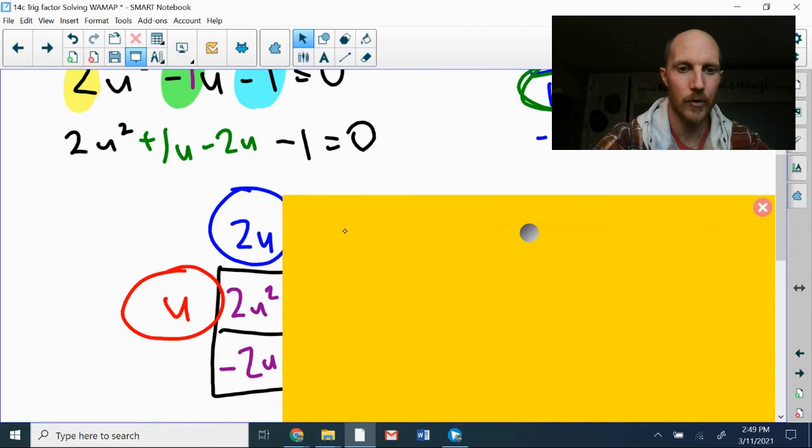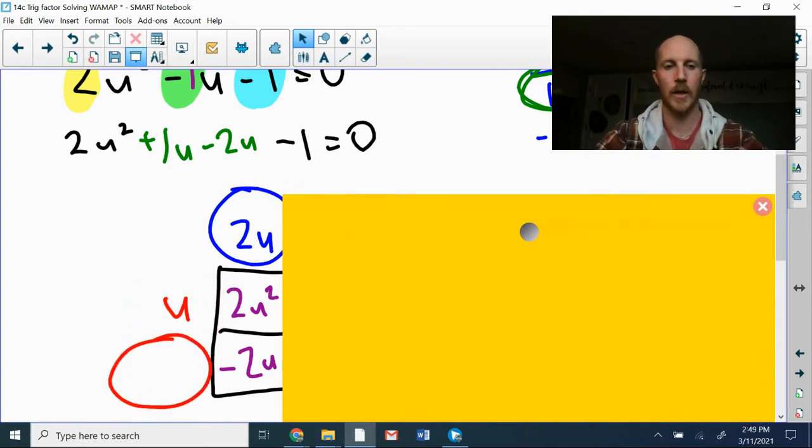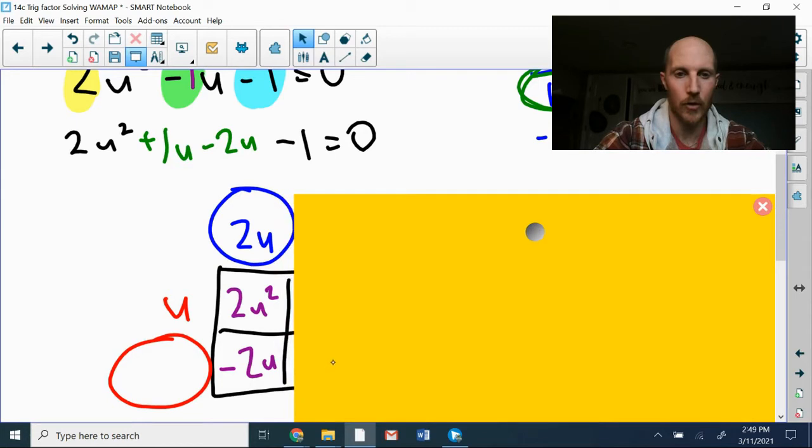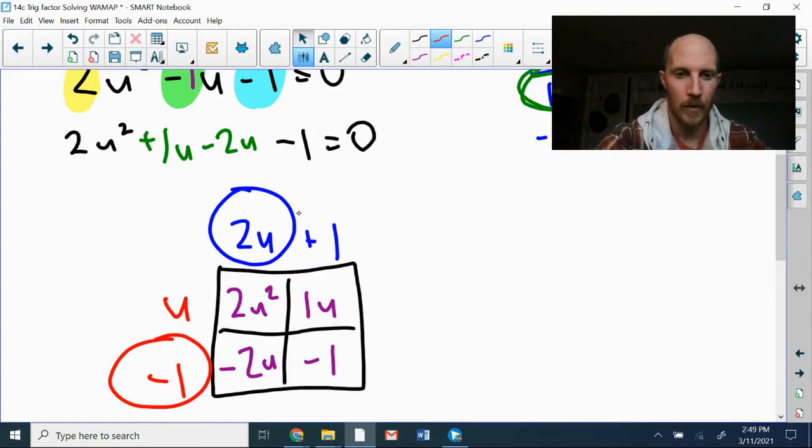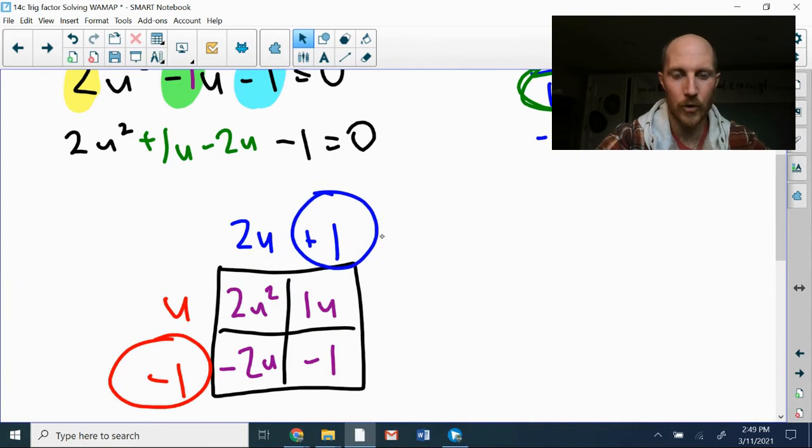Bring that over here so I can still see it. Bring that down here. Okay, last mystery number, the blue 2u multiplied by this next mystery number will need to give us the term in the bottom left-hand square of my factor box. 2u multiplied by what? It's going to give us -2u. Well, that would have to be multiplied by -1. All right, lastly, let's just double check. Do the two numbers in the circles give me the last term in that factor box? +1 multiplied by -1. Yes!